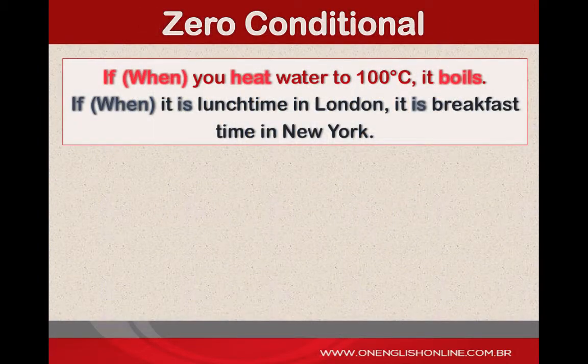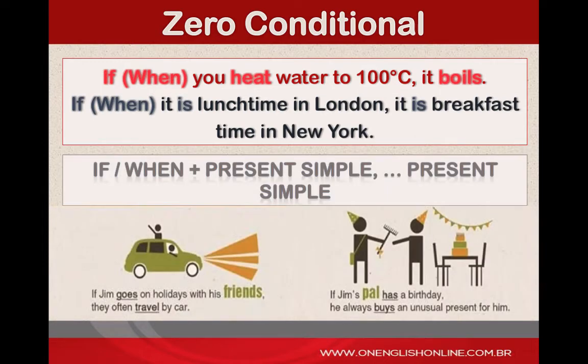We use the zero conditional to talk about scientific facts, constant laws of nature, unchangeable rules, customs, and personal beliefs. The zero conditional is a form that expresses what always happens if or when a certain action takes place.